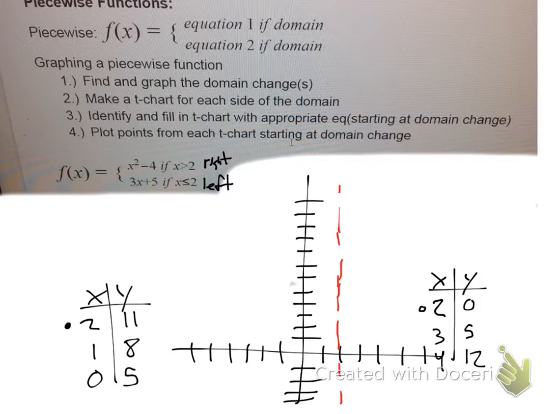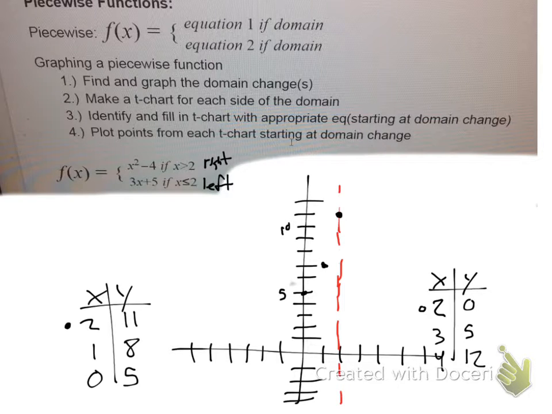I'm going to start with the left t-chart. 2, 11. That's 5, 6, 10. So that's 10. So 2, 11. And it's a closed dot. Yes? Okay. 1, 8. Closed dot. 0, 5. Closed dot because they're all closed dots.